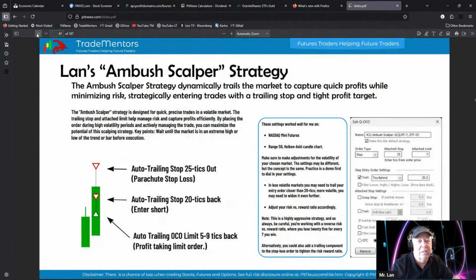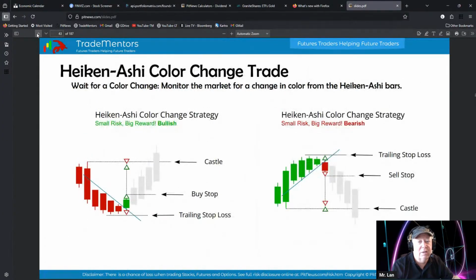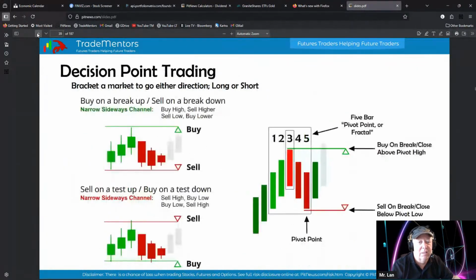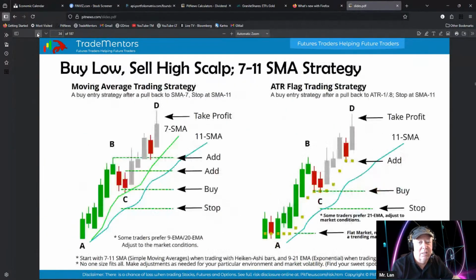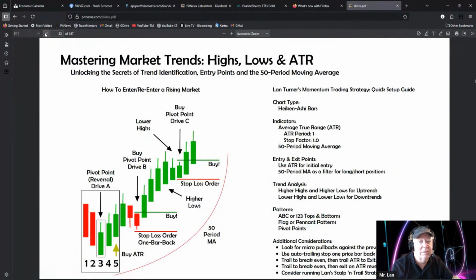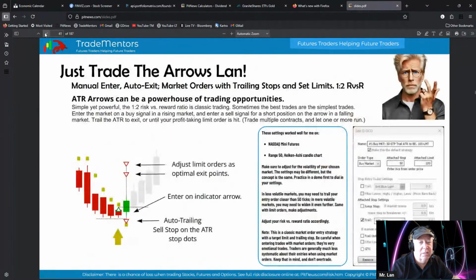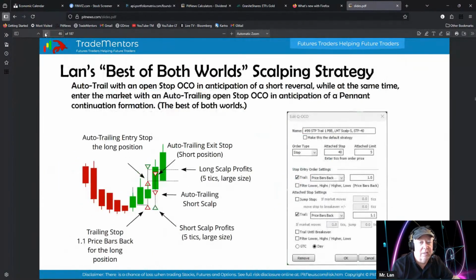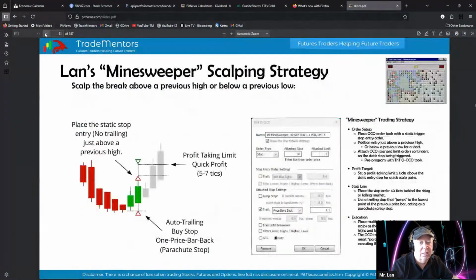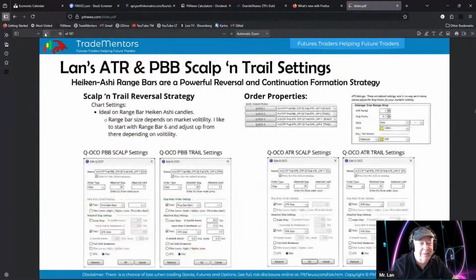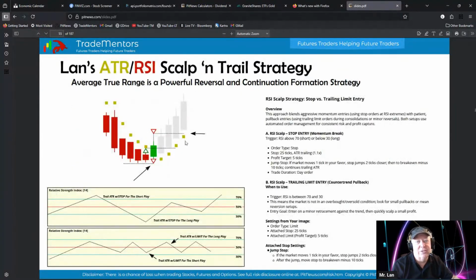I'm going to go backwards just to make sure it's not right up in here. No, I think it's a little further than that. So let's go the other direction. Okay. Where did I put it? There it is right there. All right, so here's our scalp and trail, ATR, RSI scalp and trail.